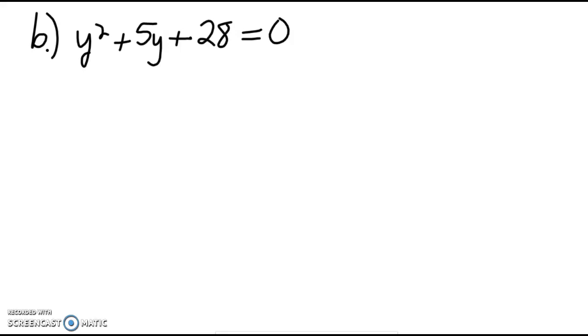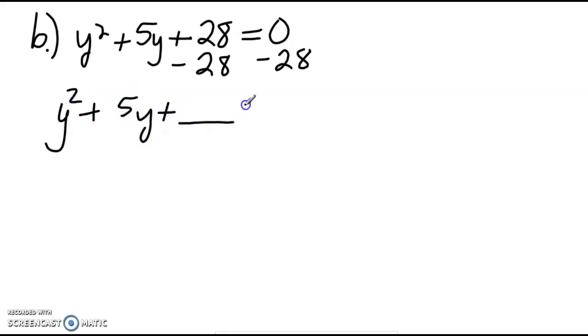So that being said, I'm going to have to subtract 28 from both sides in order to get things set up so I can complete my square on the left. So that's going to give me y squared plus 5y, and I know I'm going to complete the square there. So I've got a negative 28 that I'm going to complete the square there for.